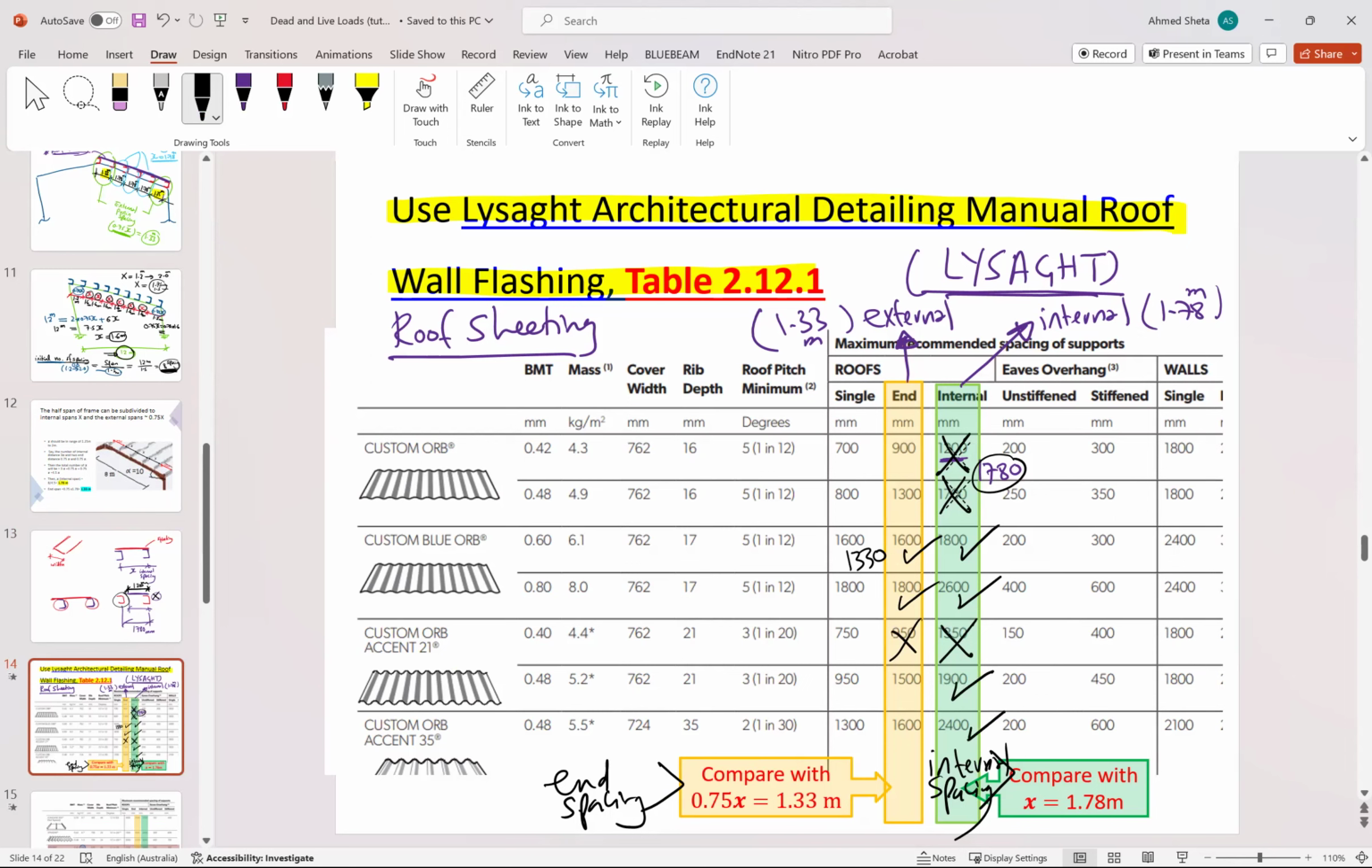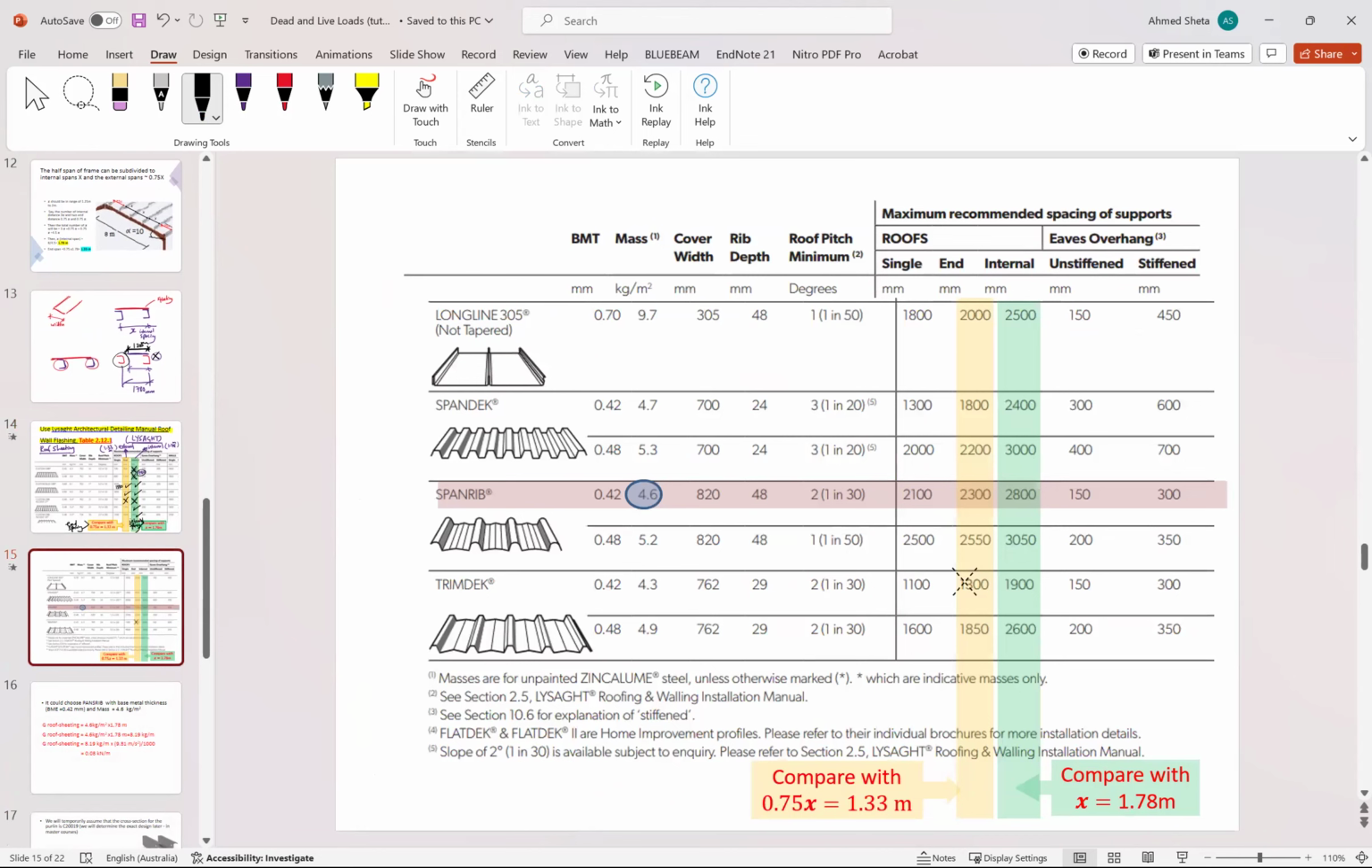So you can choose any one of those with the correct mark, and you cannot choose the ones with the cross mark. There is another page of the table in the next stage, again for more than 1780. Here we have 3000, 2800, 3050, 1900, 2600. But this one, the internal fits, but if you look at the external, we are looking for something more than 1333, so this one doesn't fit as well. All of the correct marks fit with us, but all the cross marks don't fit with us.